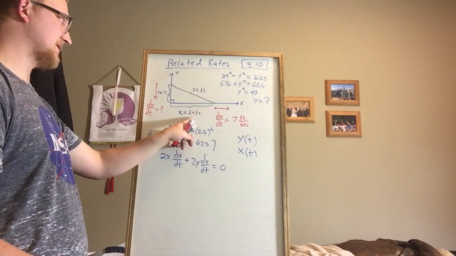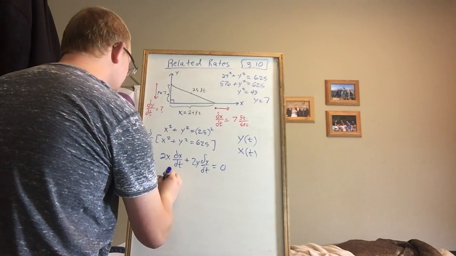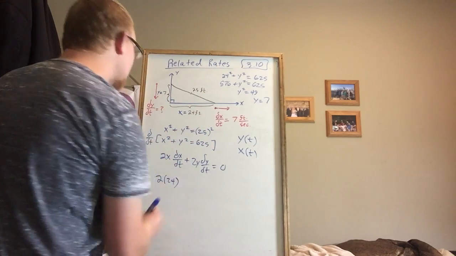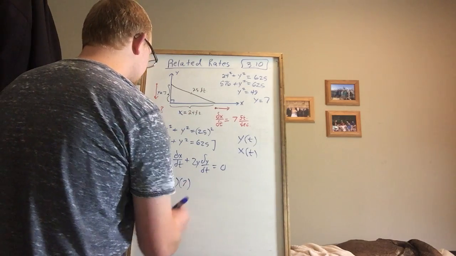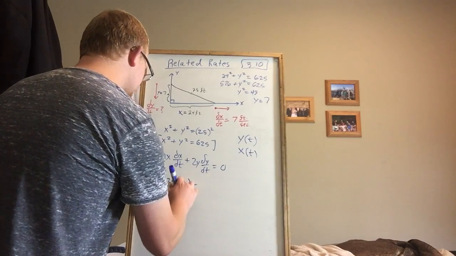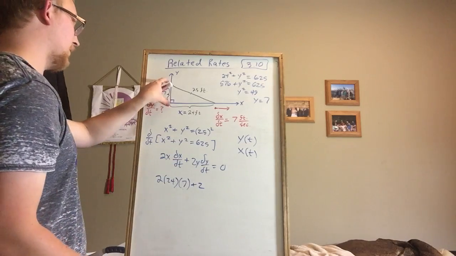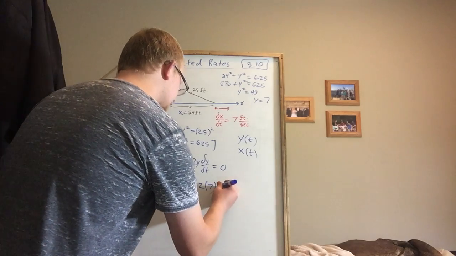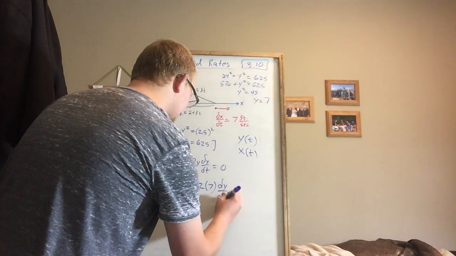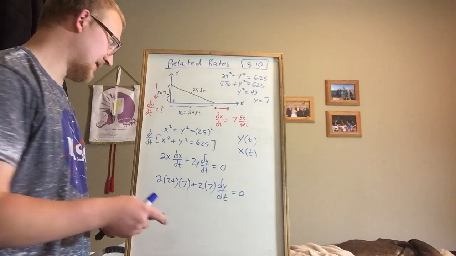Alright, now it's a plug and chug problem. So we know x is 24. The projection of the ladder on the x-axis is 24. So we have 2 times 24 times dx/dt, which is given to us as 7. And then we have plus 2 times the y projection of the ladder, which is 7, times dy/dt, which we don't know, that's what we're solving for. And that'll equal 0. So we're going to go ahead and multiply through and simplify and solve for dy/dt.